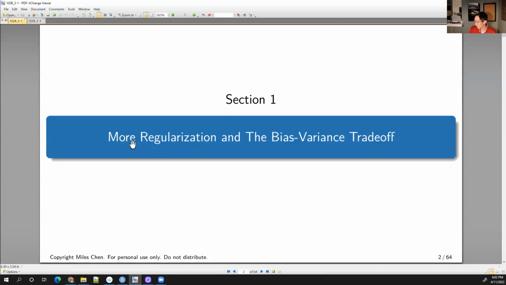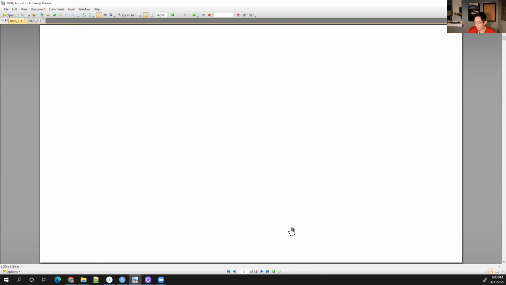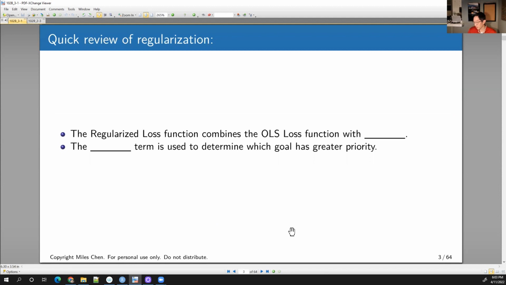Okay, so today we're going to cover more regularization and the bias variance trade-off. I am recording, right? Yeah, okay, recording on this computer. Okay. All right, so quick review. Here are just some fill in the blanks. The regularized loss function combines the OLS loss function with blank. And then the blank term is used to determine which goal has greater priority. So just fill in these answers in your head.